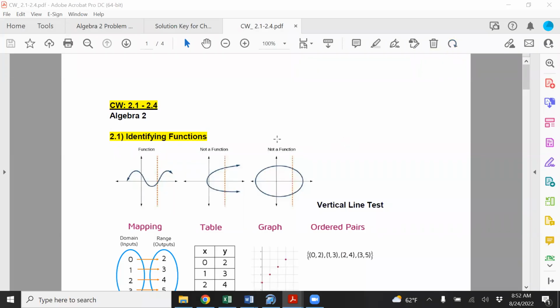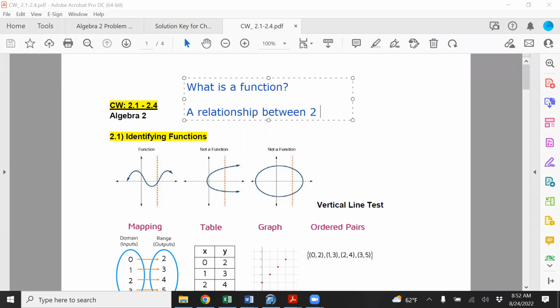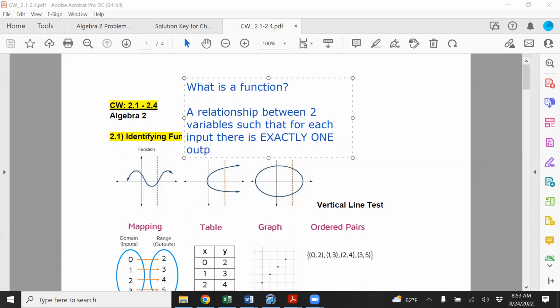All right, so we'll start with 2.1. What is a function? So we put a text box here. What is a function? Does anyone know the definition of a function? Okay, I'll tell you. No problem. It's a relationship between two variables such that for each input, there is exactly one output.